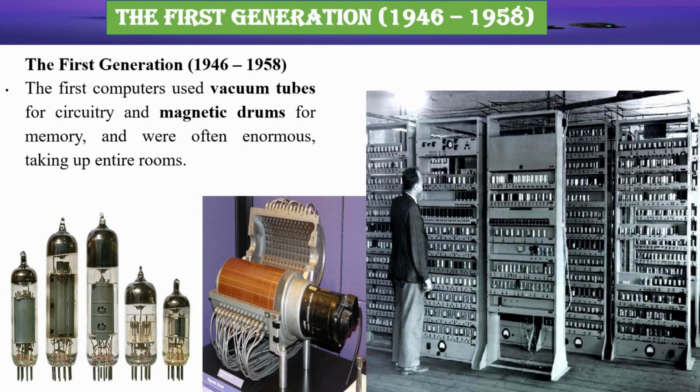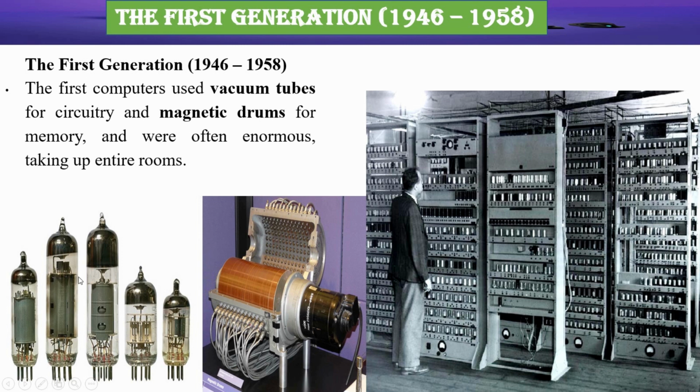The first generation computers started between 1946 and 1958. The first computers used vacuum tubes for circuitry and magnetic drums for memory, and were often enormous, taking up an entire room. That means they are very large. They can take about the entire room. Look at the example of the first generation computers, which is very large.